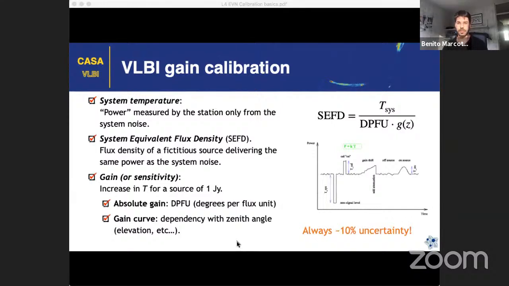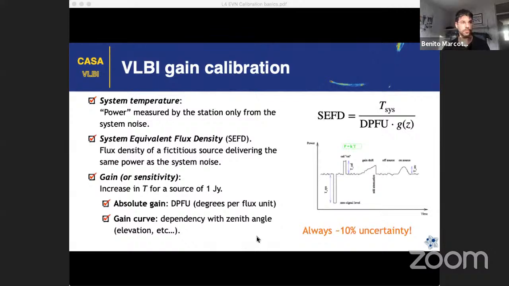So again, these are radio antennas. Typically you measure the powers in units of temperature, which is equivalent to a black body emission. Basically, the system temperature is the power that you are measuring, assuming that you don't have any contribution from any source in the sky, so just the noise of the antenna. Of course, given these powers, your purpose is to set a relation and conversion between power units, temperature units, and real flux in the sky.